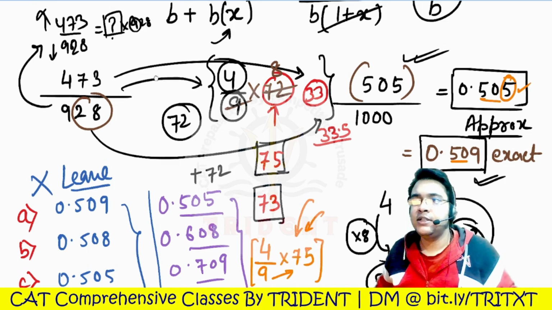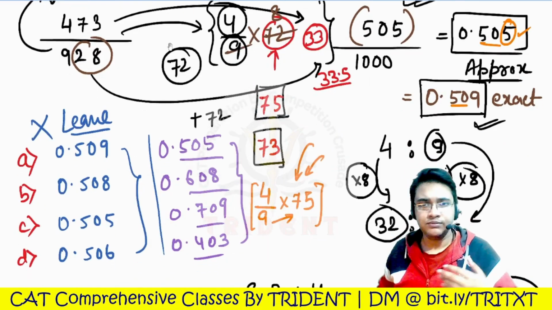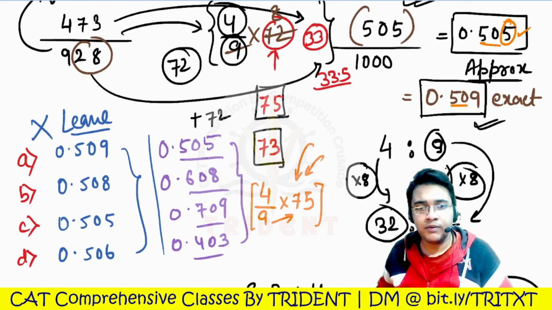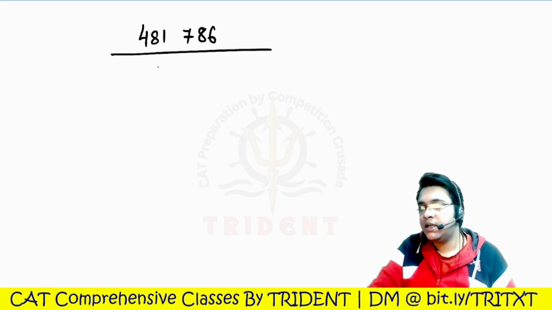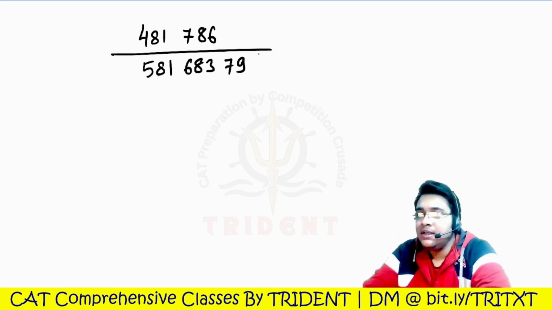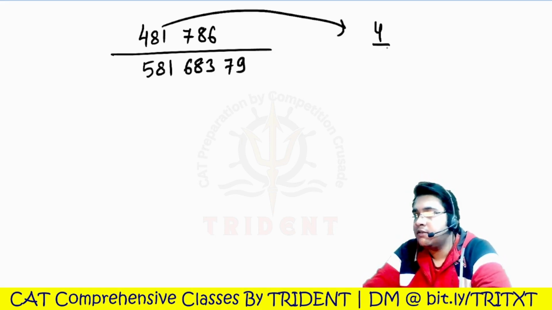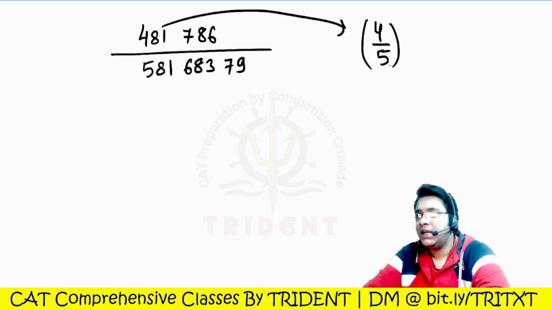So again, the fact of the matter is you have to practice, and you have to practice with a lot of numbers. You have to be familiar with the topic. Suppose you have a number like this: 481,786 divided by 581,68379. What do we do now? Is the rough ratio going to be 4 by 5? And partly yes and partly no.